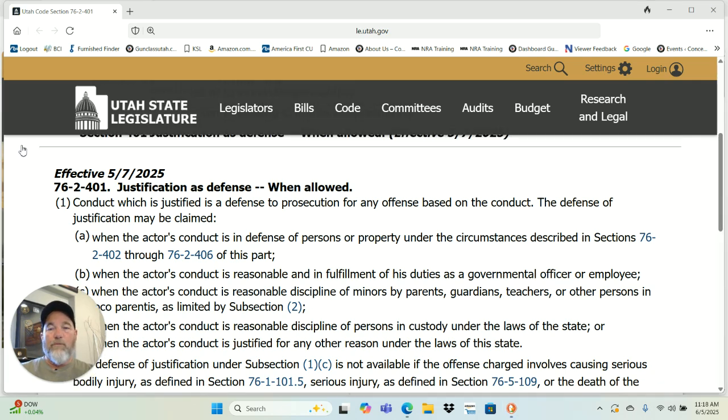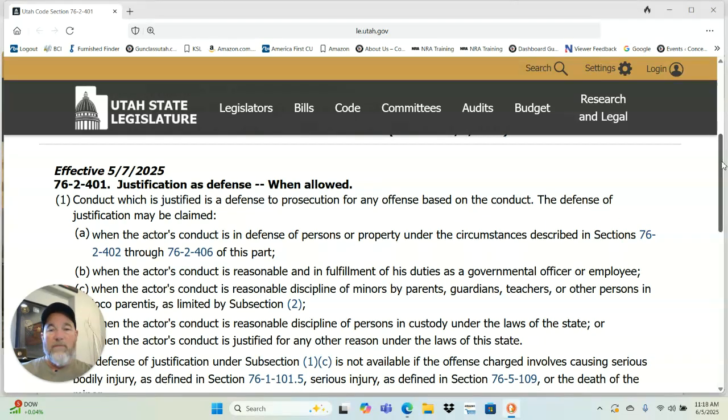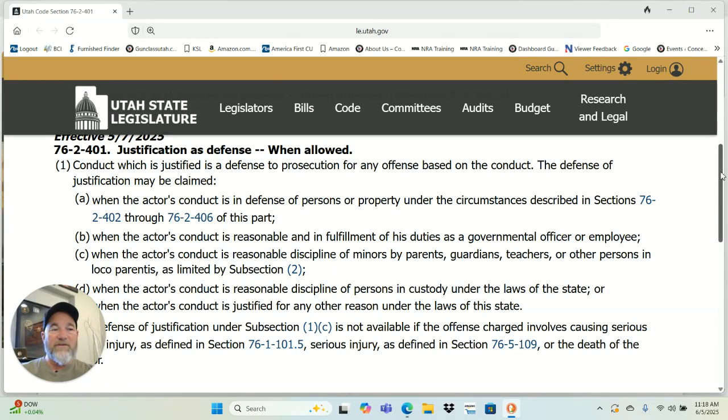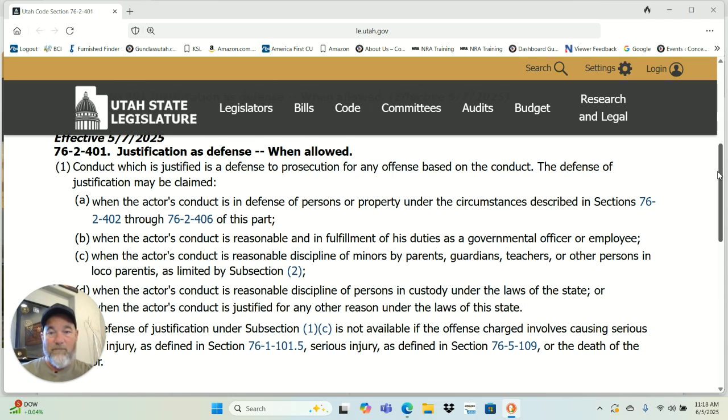As we go through the use of force statutes, you're going to see words like you are justified when these conditions are met in a self-defense situation. Okay? Just because something says that you're justified under the law, they're not really giving you permission to use force. They're just providing you a defense. Okay? So, conduct which is justified is a defense to prosecution for any offense based on the conduct.